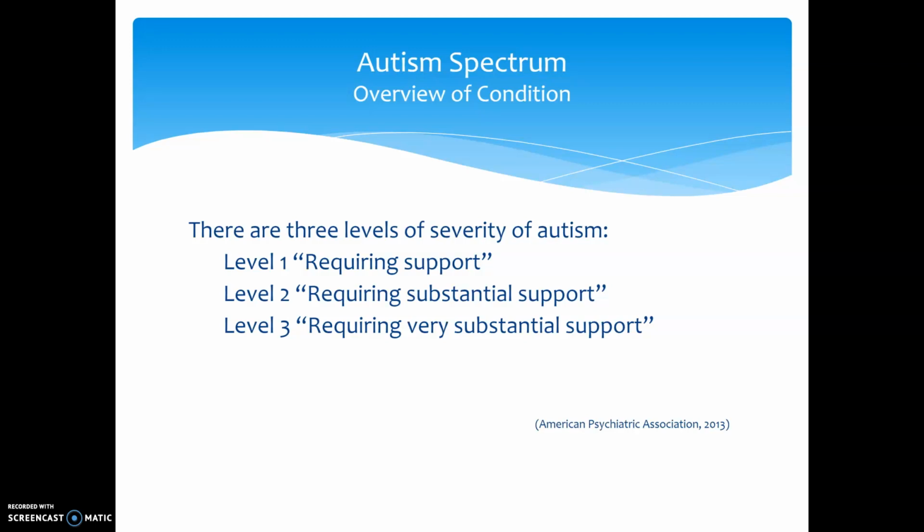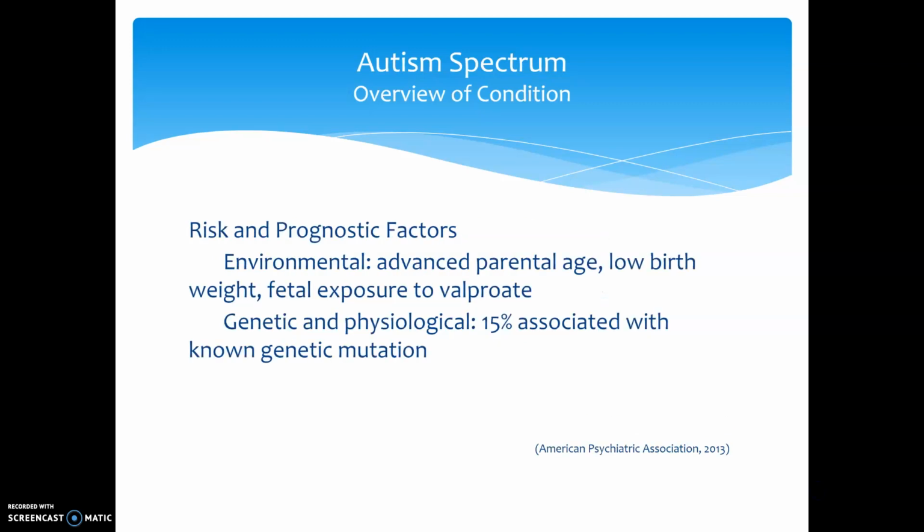Level 2 is labeled as requiring substantial support, and this entails having deficits in verbal and nonverbal communication. There may be limited social interactions and difficulties coping with change without support. Level 3 is labeled as requiring very substantial support. This entails having severe deficits in verbal and nonverbal communication, such as being limited to simple words or phrases. Their inflexibility would interfere with functioning in all spheres.